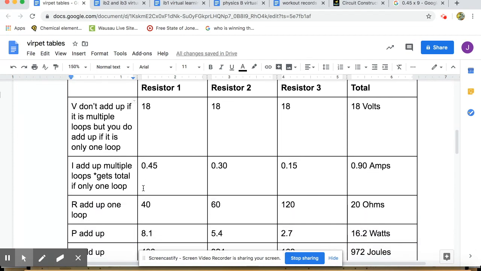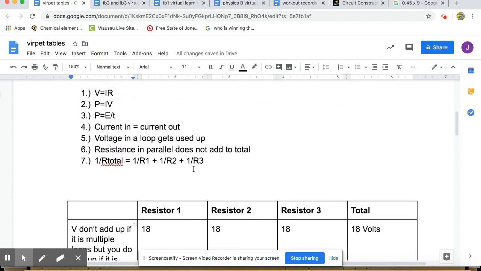So hopefully those will help. This is kind of like a puzzle. I really like this VIRPEt table because it's kind of like a puzzle. As long as you follow these rules, especially V equals IR, current in equals current out, and voltage in a loop gets used up, as long as you can remember those three rules, the rest of it just falls into play.